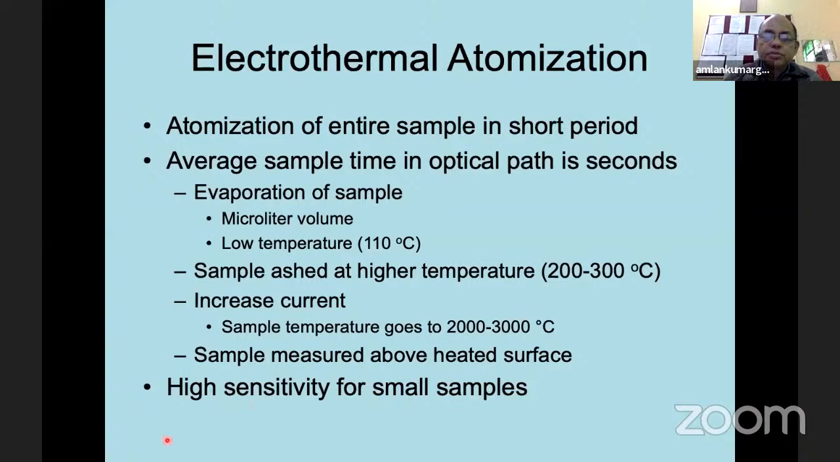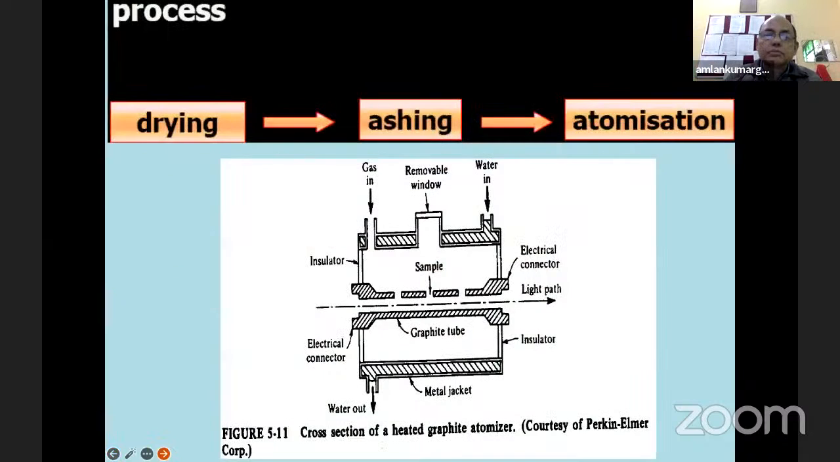High sensitivity for small samples. Even if you have very small samples, we can do the analysis in this one. Here you can see this is a removable window; you remove this window and insert the sample over here. This is the graphite furnace. So you drop it over here, and this tube is heated to a very high temperature. This sample will be vaporized and atomized. And when it is in the form of atoms, light from the hollow cathode lamp passes through this one, and this absorbs this light.